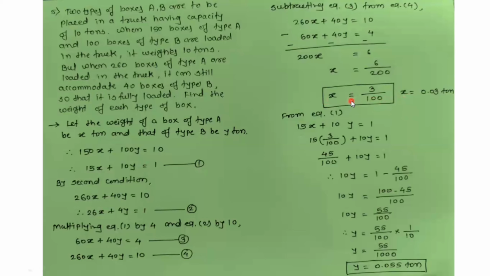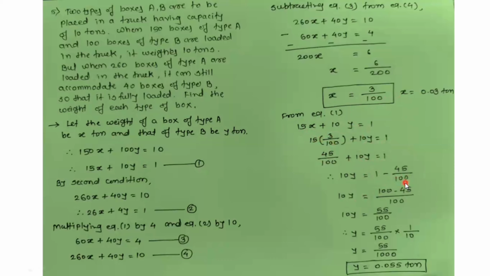If we substitute this value in equation 1, that is 15x plus 10y is equal to 1, 15 into 3 by 100 plus 10y is equal to 1. If we simplify this, 15 into 3, that's 45 divided by 100 plus 10y is equal to 1. That is 10y is equal to 1 minus 45 by 100. If we transfer 45 by 100 to the right hand side, it will become minus.